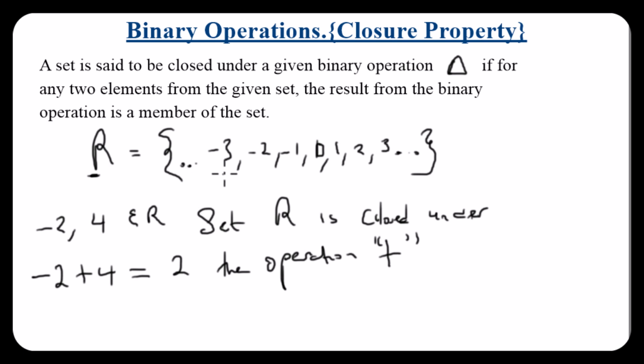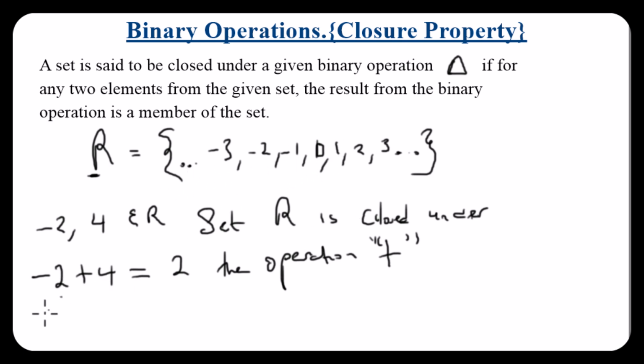Now you see that it doesn't really matter the number we pick. Let's say we pick minus infinity and then we pick positive infinity. The number will still be found inside of the set. So that's why we are coming to this conclusion that set R is closed under the operation addition. So it has to be true for all the members.